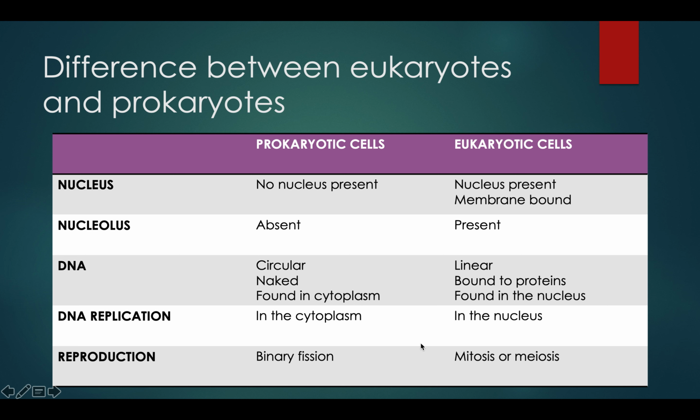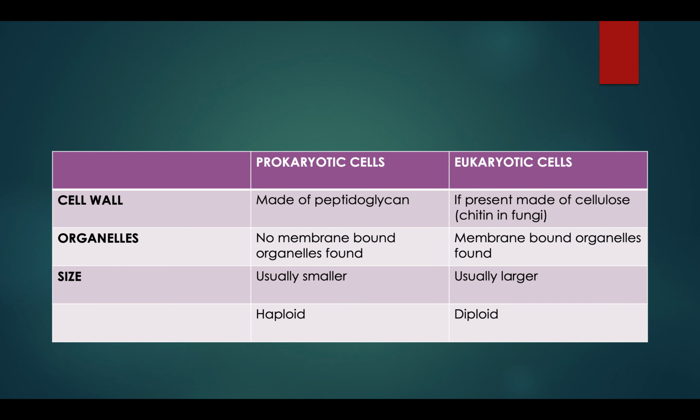Then the reproduction occurs by binary fission, and in eukaryotic cells it occurs by mitosis or meiosis. This one is really important. You can find this in some questions like: prokaryotic cells reproduce by which of the following methods? It's going to be binary fission. I think even these can be potential questions: where does DNA replication occur, where is the DNA found in prokaryotic cells, or what is the genetic material of the prokaryotic cells called? So it's quite a simple thing. If you memorize this table, I think you're good to go.